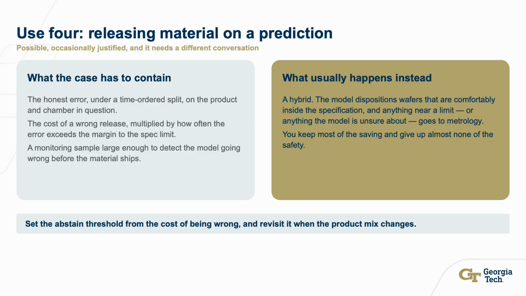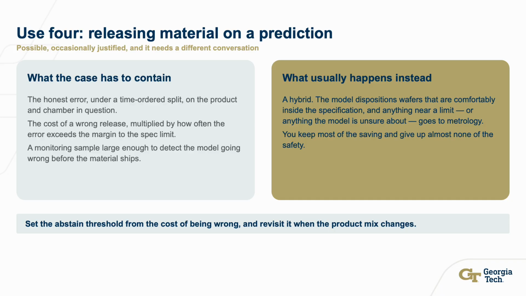That is a calculation, and it needs the tail of the error distribution rather than its RMSE, because what hurts you is the rare large error, not the typical one. And a monitoring sample large enough to detect the model going wrong before the material shifts, which sets a minimum sampling rate you cannot go below, however good the model is.